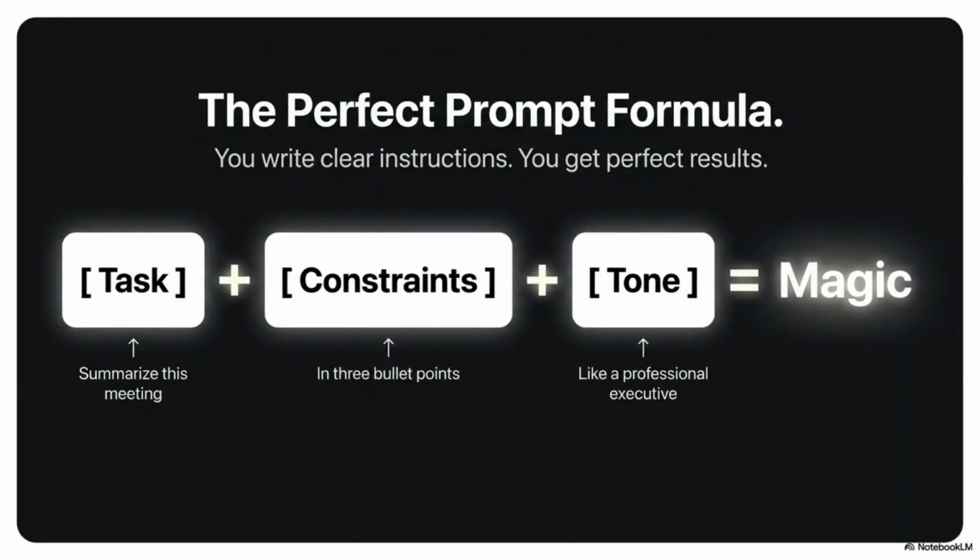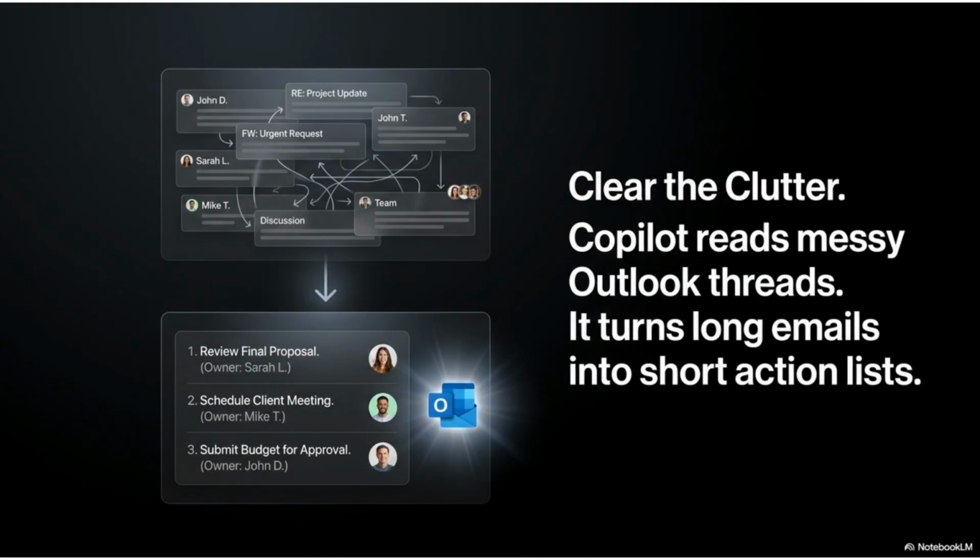To get the best results, use the perfect prompt formula. Simply combine a clear task, your specific constraints, and your desired tone to create truly magical outputs from the AI. Copilot helps you clear the clutter in your inbox. It can read through long, messy Outlook email threads and automatically distill them into concise, actionable lists for your team.